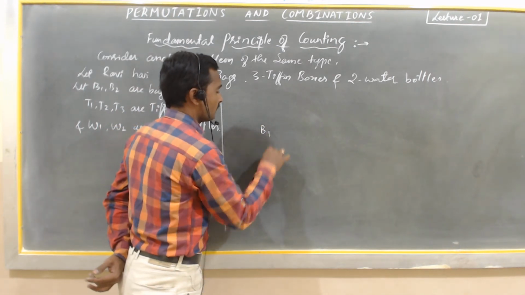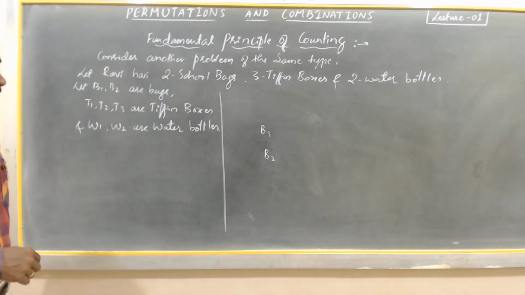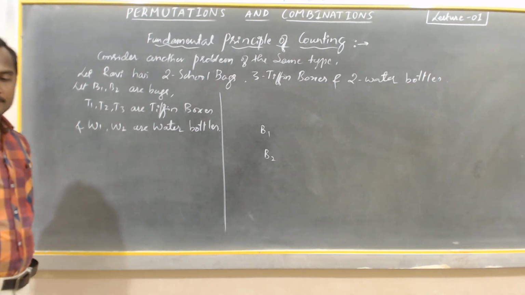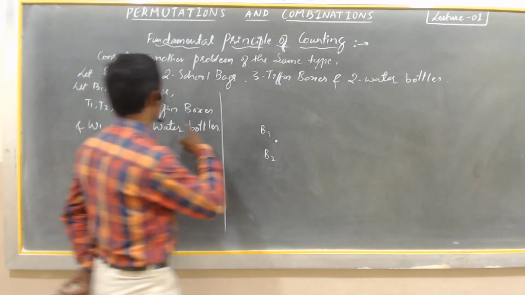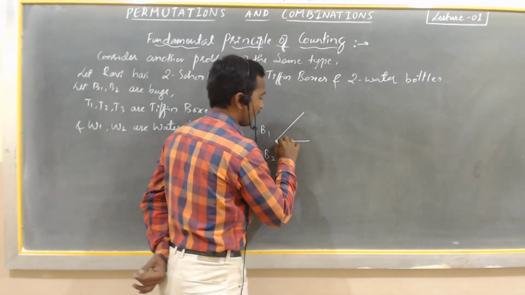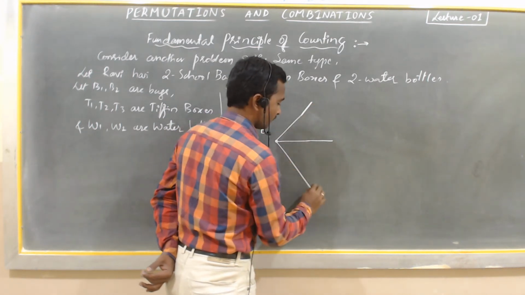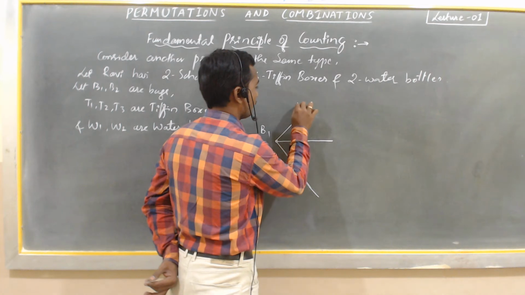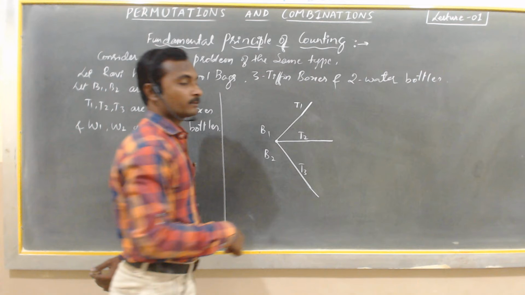Ravi has totally two bags, B1 and B2. And out of the two bags, he has three tiffin boxes. That is tiffin box 1, tiffin box 2, and tiffin box 3. He has a total of three tiffin boxes, that is T1, T2, and T3.